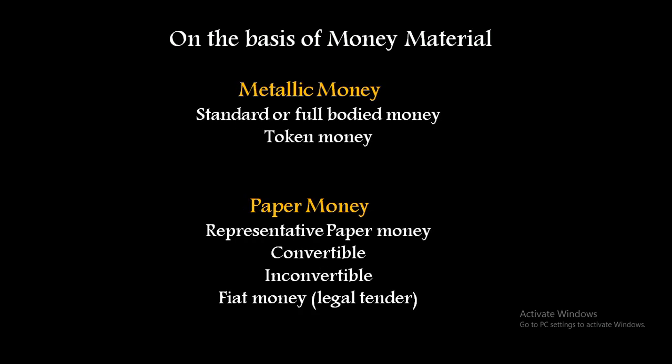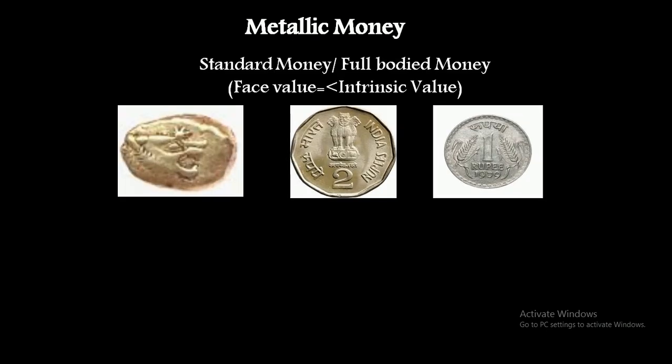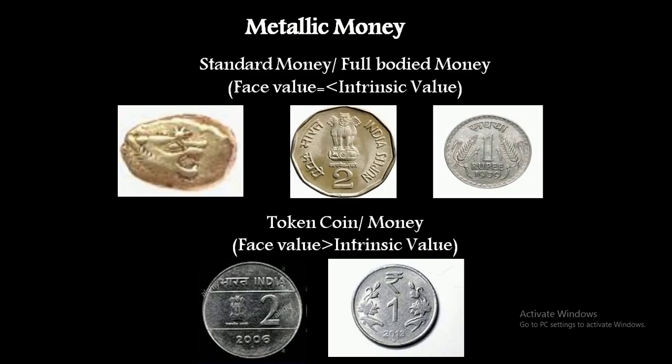Now, moving on to the basis of money material, there are two kinds of money: metallic money and paper money, which are further divided into standard and token money and 4 types of paper money respectively. Let us understand more about these.